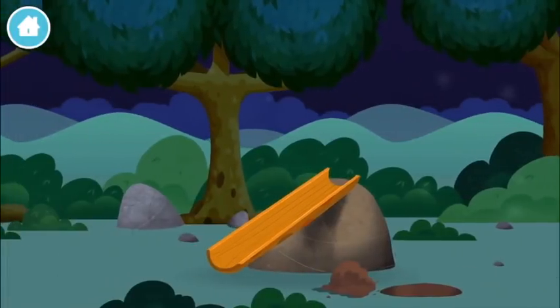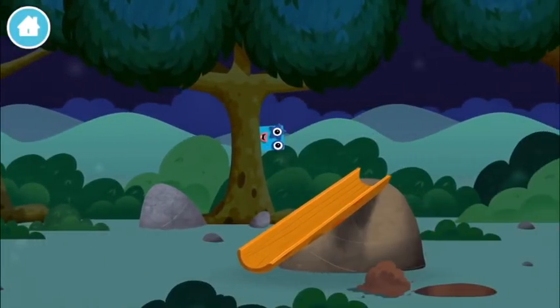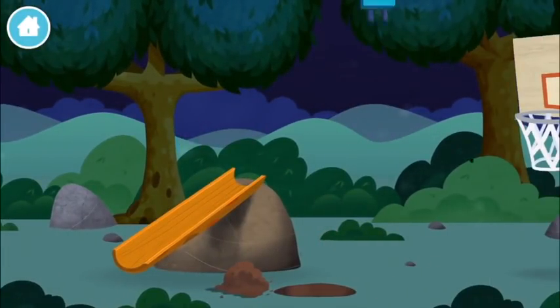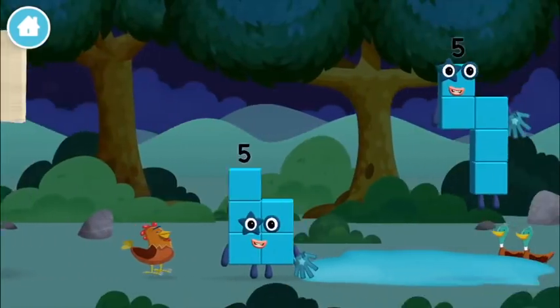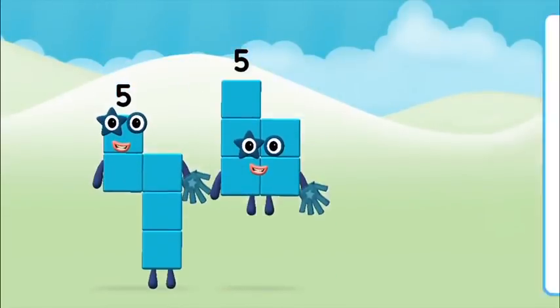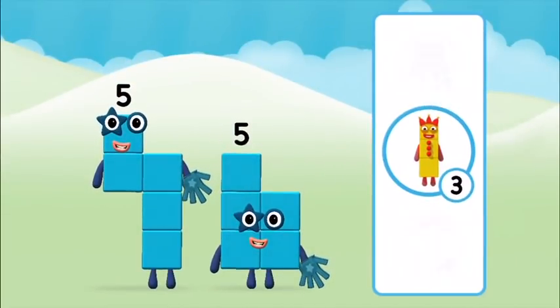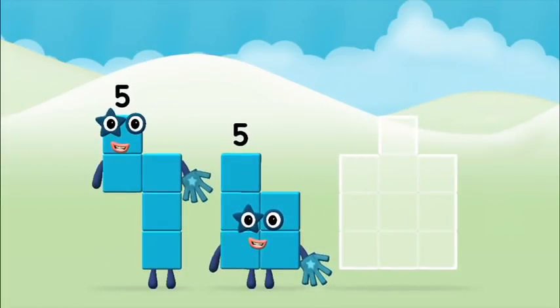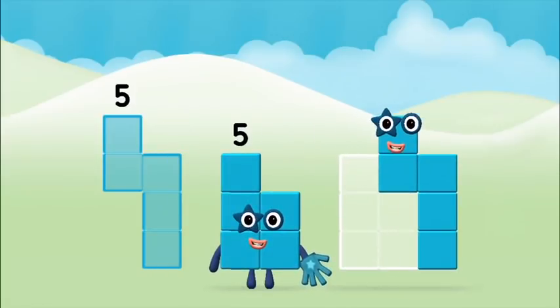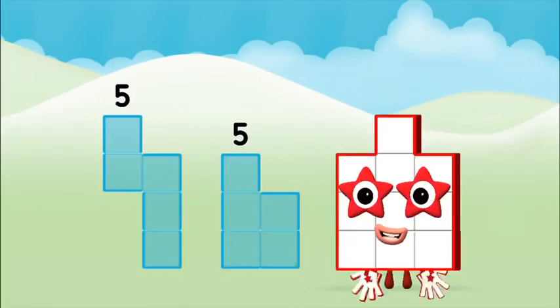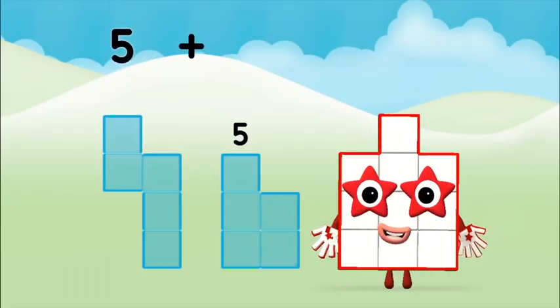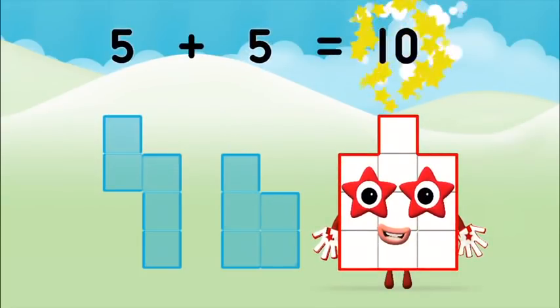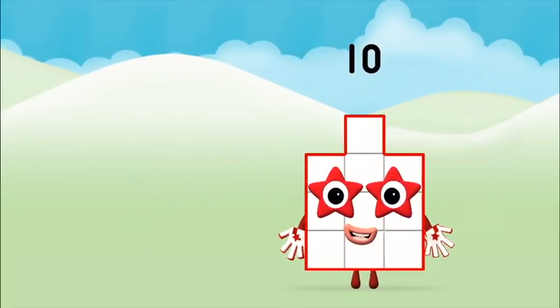The number block was hiding behind a tree! Which number block do you think? Let's find out! Now add the number blocks together. Five. Five plus five equals ten. Super! You made number block ten.